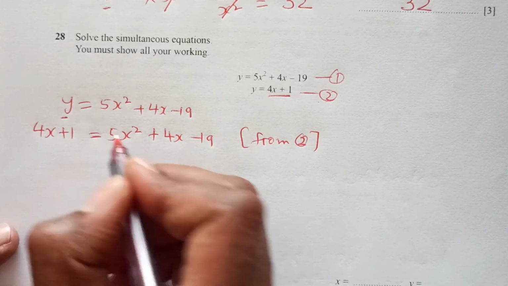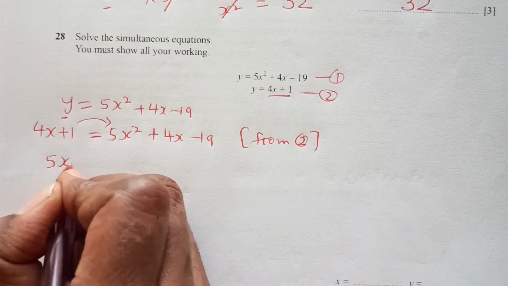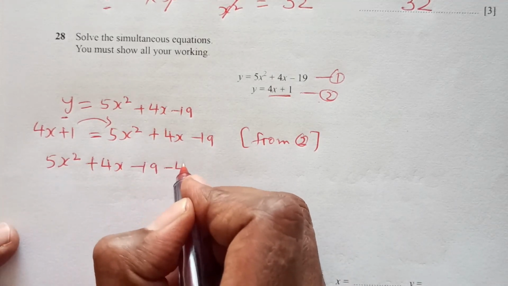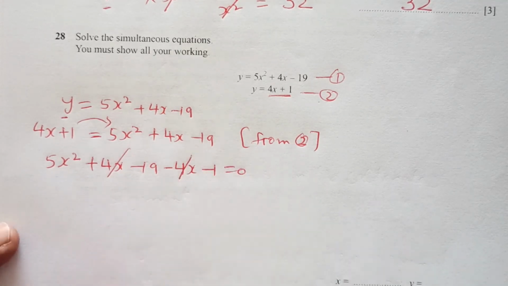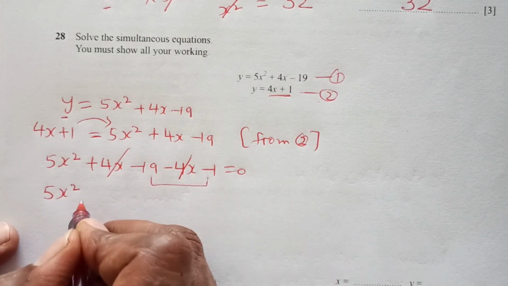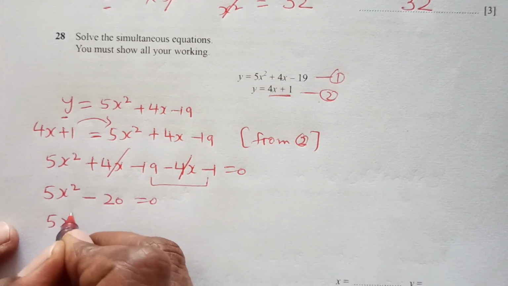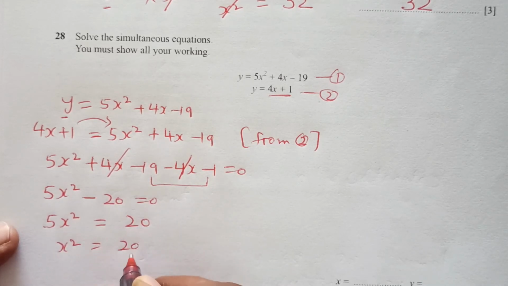Now shift the variables to one side. 5x squared plus 4x minus 19, bring 4x this way, minus 1, this is equal to 0. So this 4x and 4x cancel to 0. So 5x squared, then negative 19 and negative 1 is negative 20, equals 0. So 5x squared is equal to 20. So x squared will be 20 over 5, which is 4. So x will be plus or minus 2.